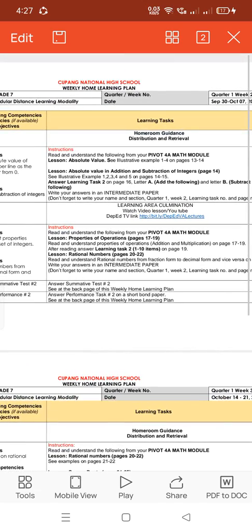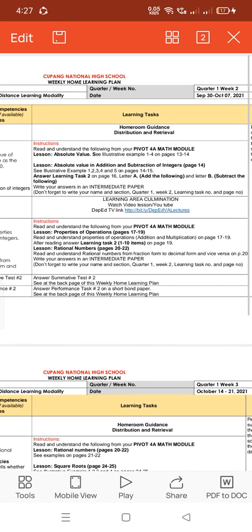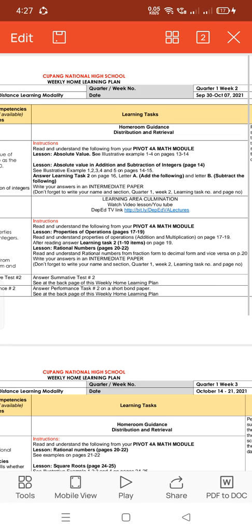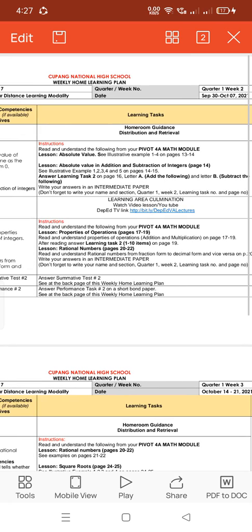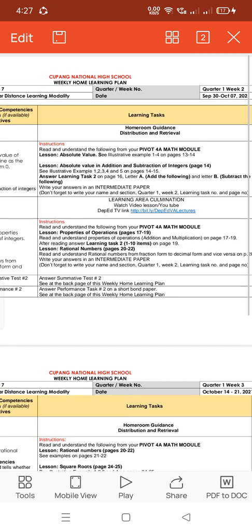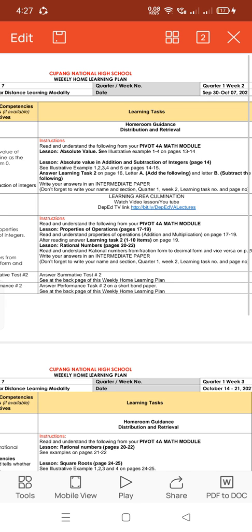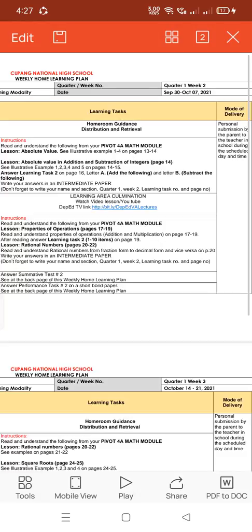Answer learning task on page 16, letter A: add the following, and letter B: subtract the following. Write your answer on intermediate paper. Don't forget to write your name and section, quarter 1 and week 2, learning task number 2 and page number.